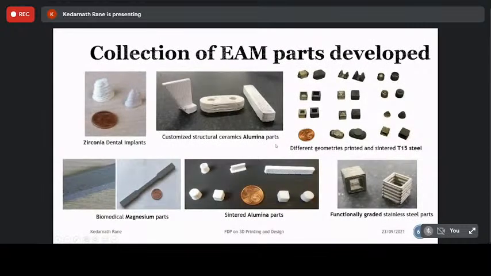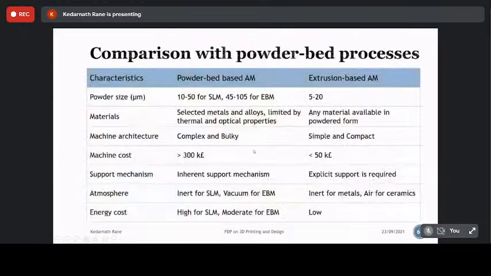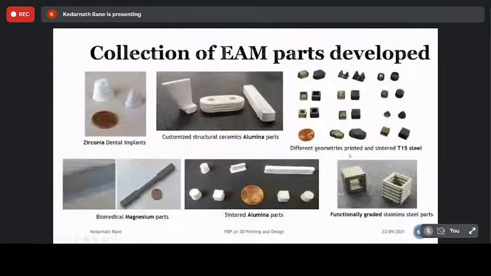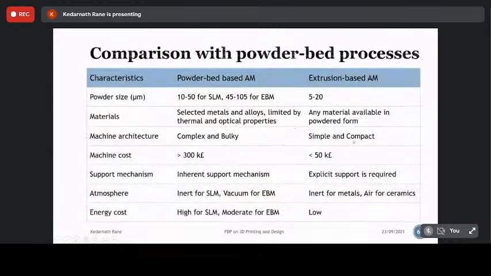You can see some diversity of shapes and materials processed at lab scale again. So that's it from my research related to EAM. I would like to summarize here by comparing the powder bed processes and extrusion processes. You can see the particle requirement is much finer. Any material can be processed, and the cost is very low as compared to the commercial powder bed processes, because they have a laser system, powder bed, and all these things. There are a lot of other costs involved.